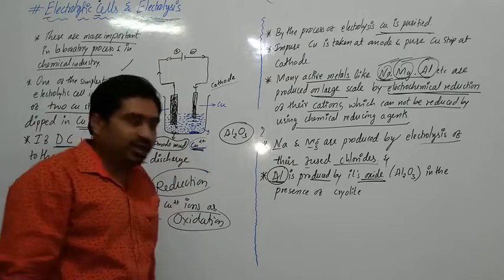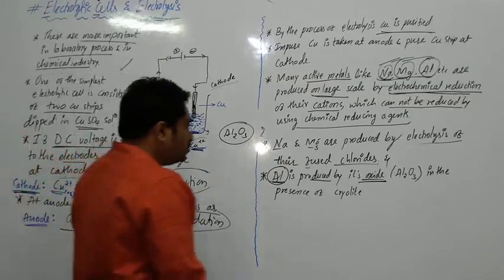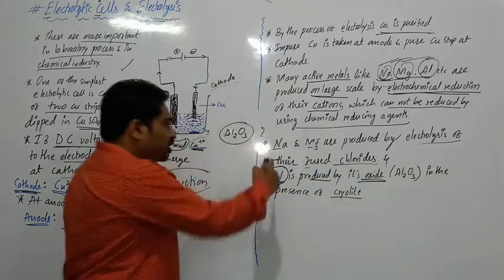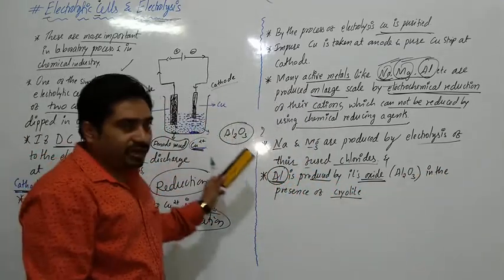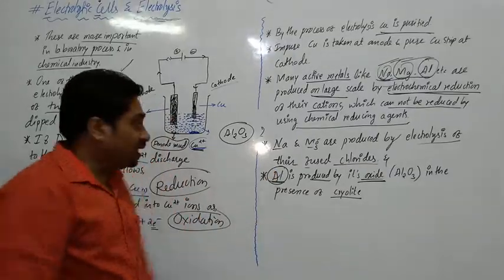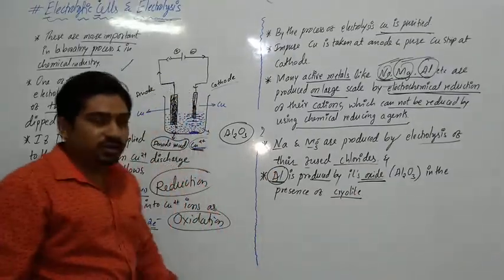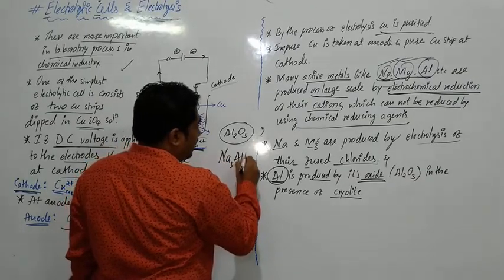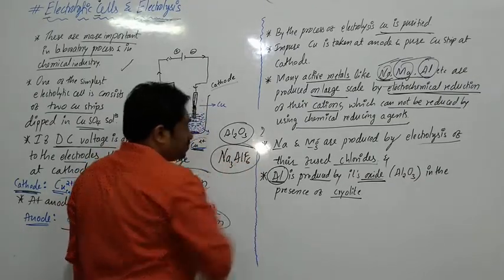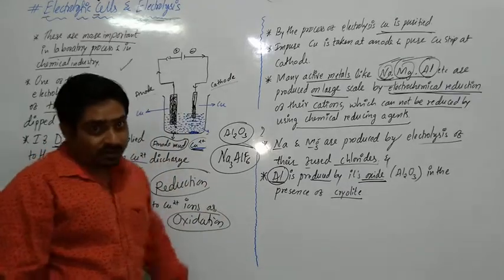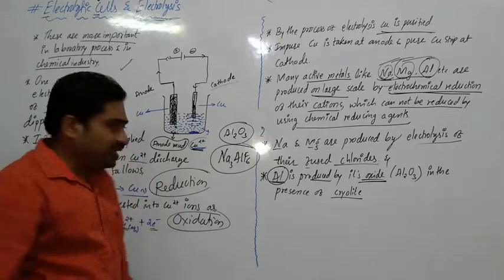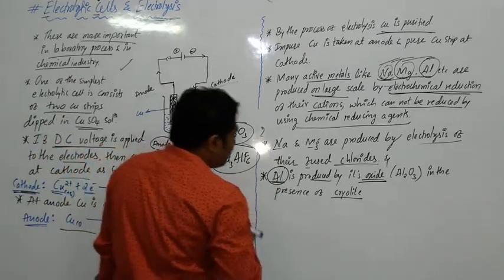From alumina we prepare aluminum, in the presence of cryolite. To prepare aluminum from alumina we should use cryolite. Cryolite is Na3AlF6. It works as a conducting agent. It behaves as a conducting agent. So using this cryolite, we can prepare aluminum.